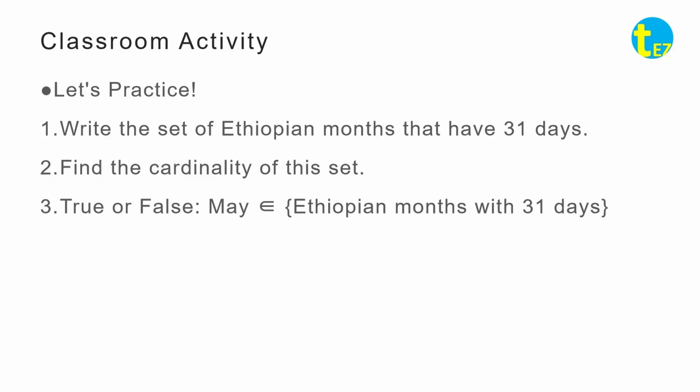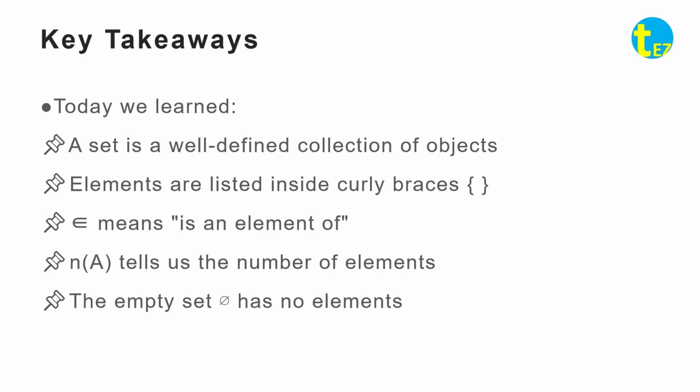Let's take a moment to review everything we have learned today. This is what you should remember. First and most importantly, a set is a well-defined collection of objects. If you can clearly tell whether something belongs or doesn't belong, then you have a set. Second, we list the elements of a set inside curly braces. They are like the container that holds all the elements.